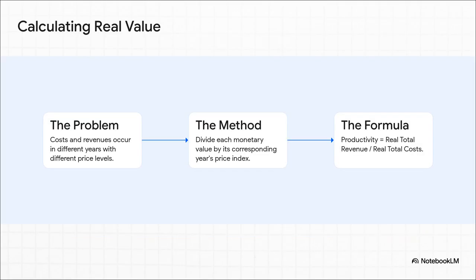The method here is always the same, so just lock this in. You take any cost or any revenue, and you divide it by the price index for that particular year. So say you made $100 in sales in 2024, and the price index was 1.10. You just divide 100 by 1.10, and you get its real value in base year money. You do that for every single input and output. Then you just use the big formula, real total revenue divided by real total costs.